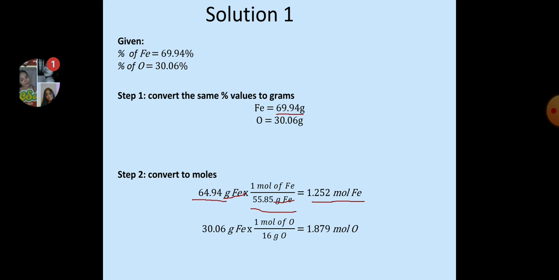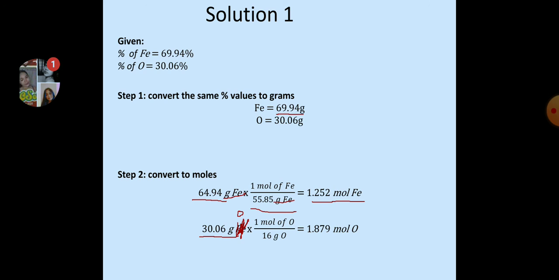Okay? Just do the same kay oxygen. So, you have 30.06 grams of, this is not Fe, no? Sorry. This is oxygen. Yan naman yung mga edit natin. So, 30.06 grams of oxygen divided by the molar mass. So, the molar mass for oxygen is 16. So, get the quotient. So, it's 1.879 mole.